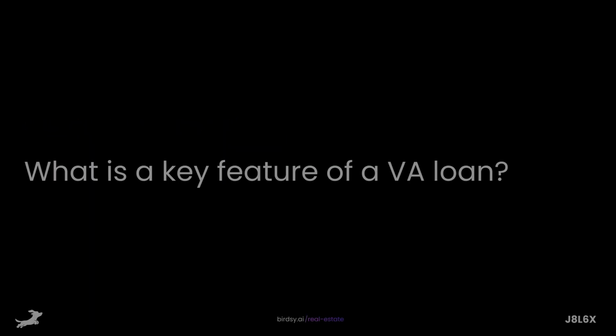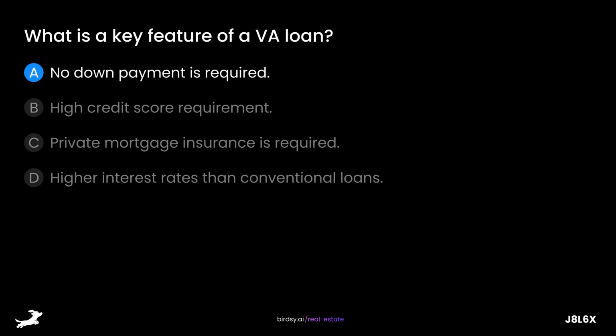Loans. What is a key feature of a VA loan? Is it A, no down payment is required, B, high credit score requirement, C, private mortgage insurance is required, or D, higher interest rates than conventional loans?